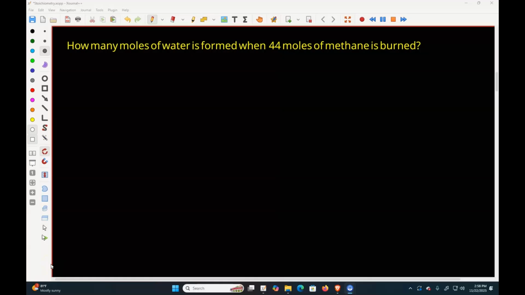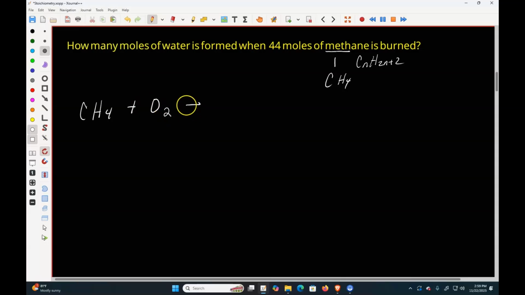For our first problem, we're calculating how many moles of water are formed when 44 moles of methane is burned. The prefix meth means 1, so that means I have 4 hydrogens: 2 times 1 is 2, plus 2 is 4. So how many moles of water are formed by the combustion of CH4? I'm combusting, so I'm going to mix it with oxygen. Simple combustion reaction produces carbon dioxide plus water.